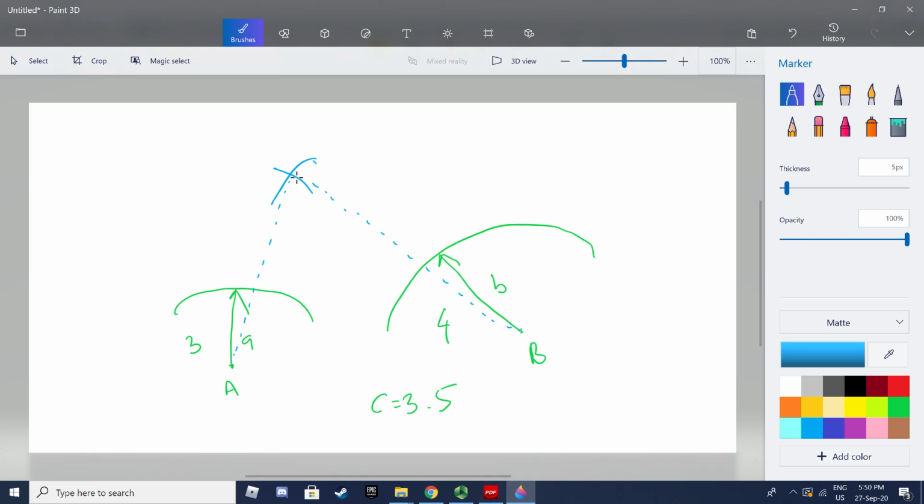This is B plus C, and this is A plus C. Then you can get this point C. From point C, you can connect them tangentially by drawing this arc. Basically this is the distance of C, which is the one given to you, 3.5. So this is how we draw an arc and connect two arcs externally.